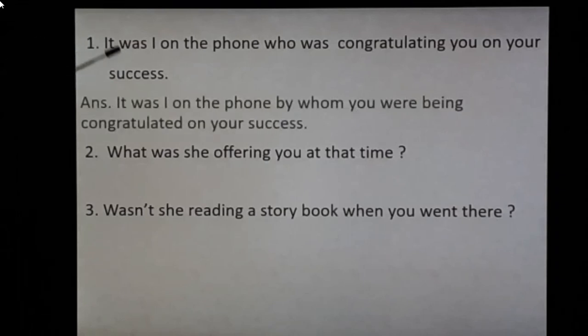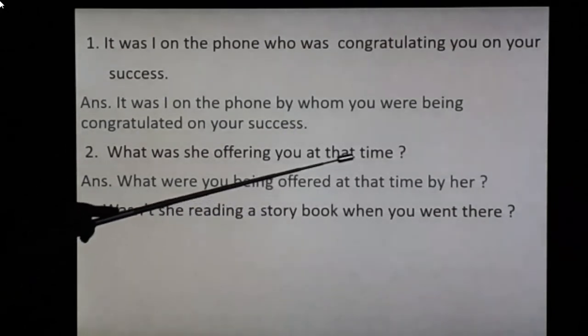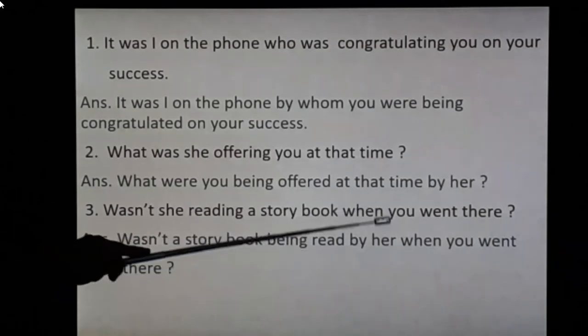First, it was I on the phone who was congratulating you on your success. So answer, it was I on the phone by whom you were being congratulated on your success. Next, what was she offering you at that time? Answer, what were you being offered at that time by her? Last one. Wasn't she reading a storybook when you went there? Answer, wasn't a storybook being read by her when you went there?